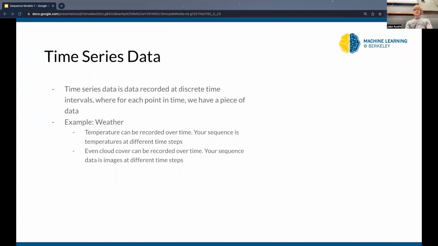So sequence data. The most basic form of sequence data is time series data, where at every single time step, we have some data recorded. An example for that is weather. You can record temperature over time, cloud coverage over time, where every element in your sequence is a different image. Time series data is definitely the most common.